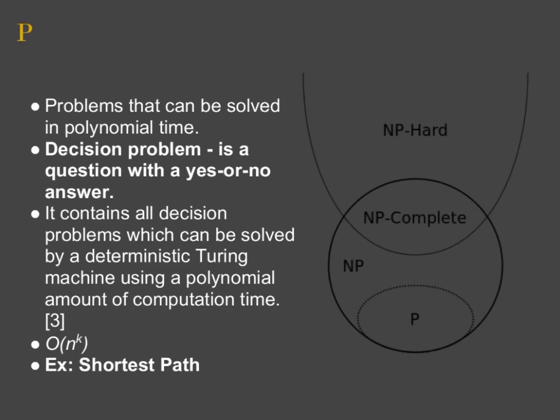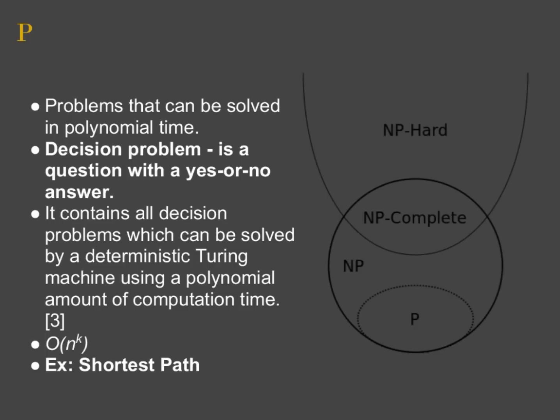So maybe n is the number of nodes, or n is e plus v, or some representation of the input to your problem. K is a constant. So an example, like I sort of stated before, shortest path would be an example. You can use Dijkstra's algorithm, which runs in polynomial time, to solve the shortest path problem. And remember, you could phrase shortest path as a decision problem and not an optimization problem.